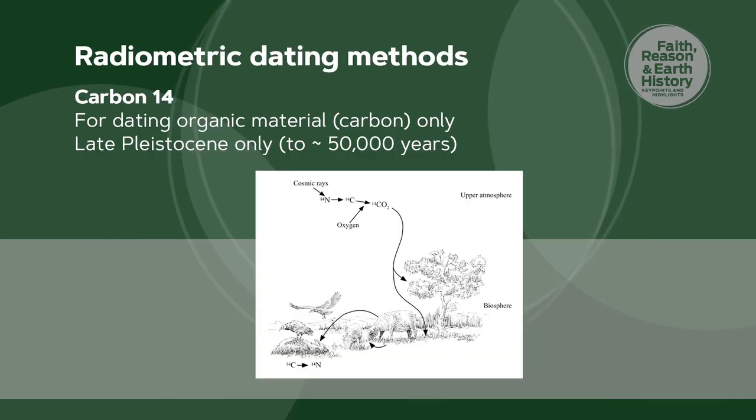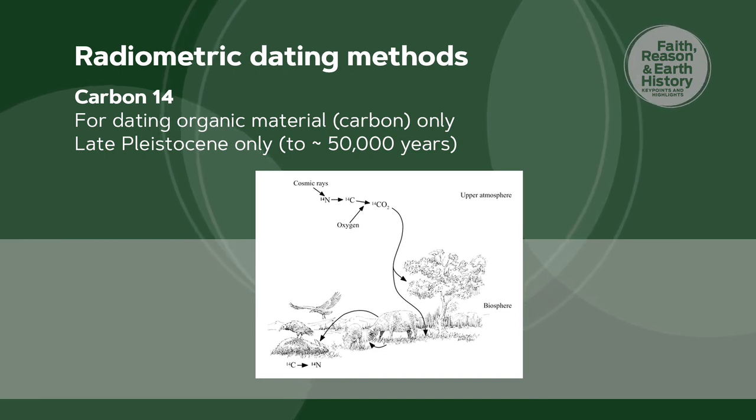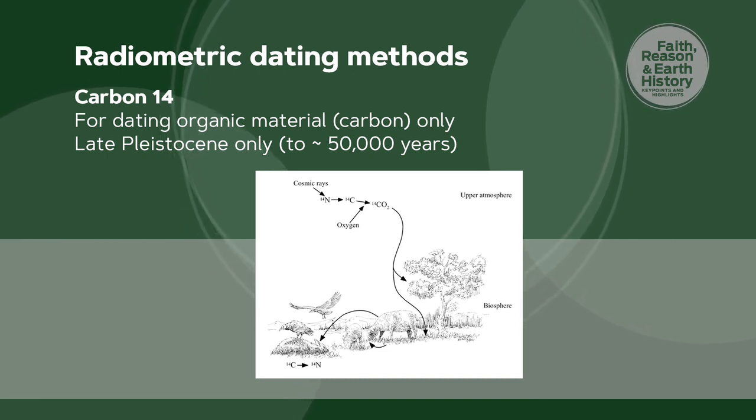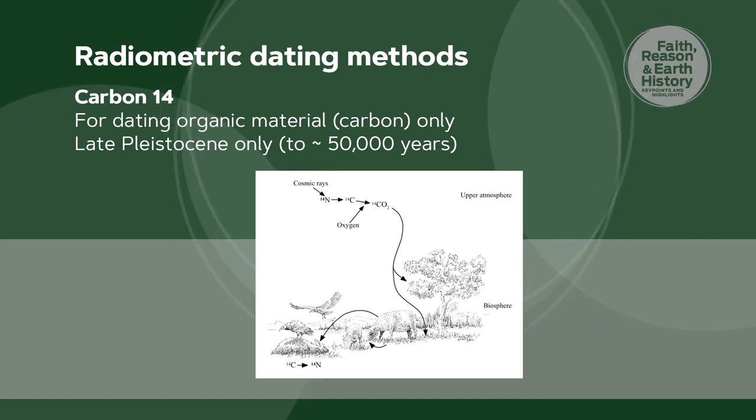So let's look at radiometric dating methods. One of these is carbon-14. Many people don't realize carbon-14 is quite different from the other methods. Carbon-14 can only be used for dating organic material, that is, carbon. It's only good for late Pleistocene, only to about 50,000 years on the standard time scale.